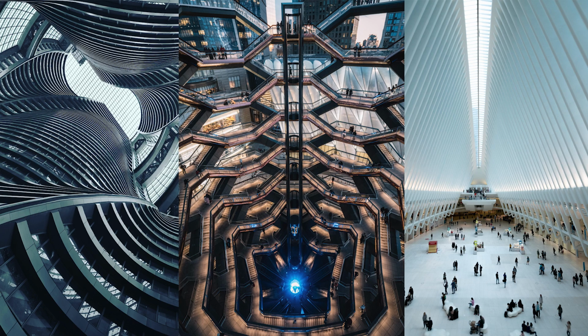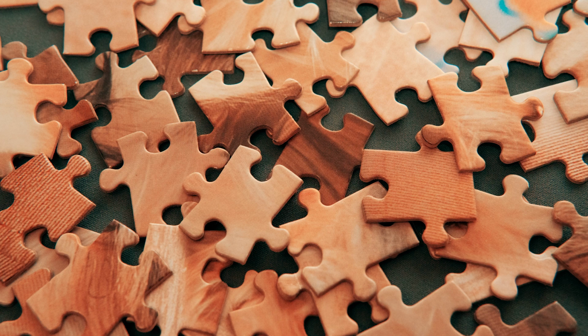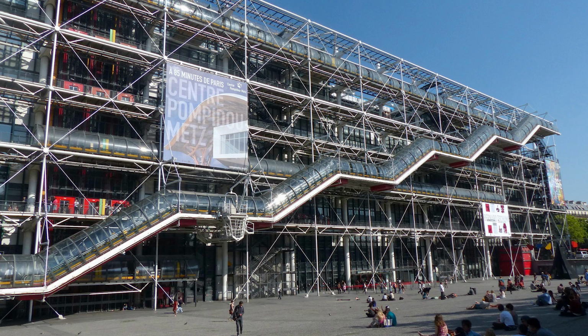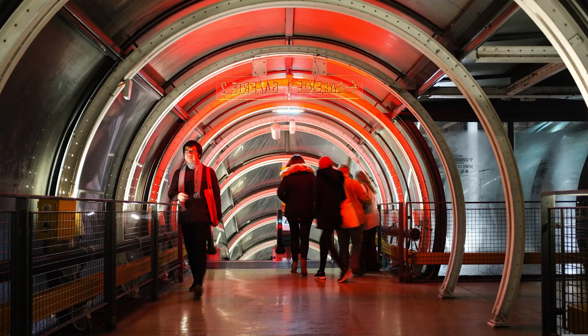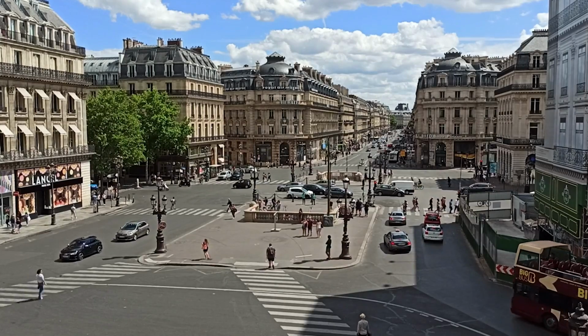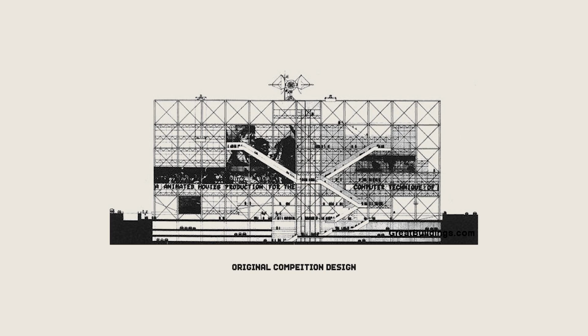Finally, when we do use references, it's important to break the reference down into parts rather than just copying what's on the surface. To use an example, we'll look at the Pompidou Center in Paris. This is a modern art gallery and cultural center located close to central Paris. It was the winner of an international architecture competition and was built in 1977.